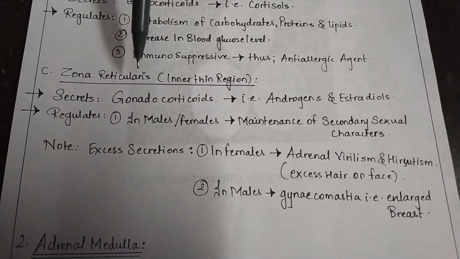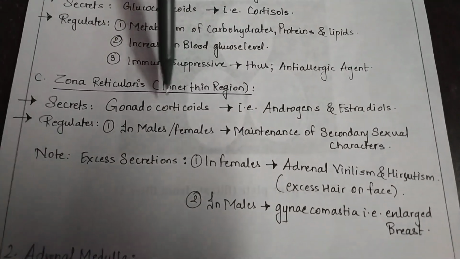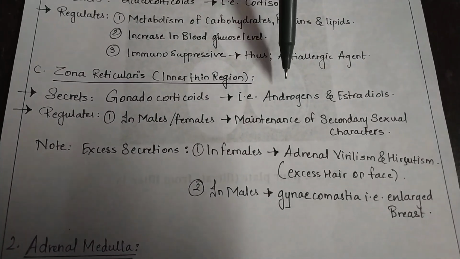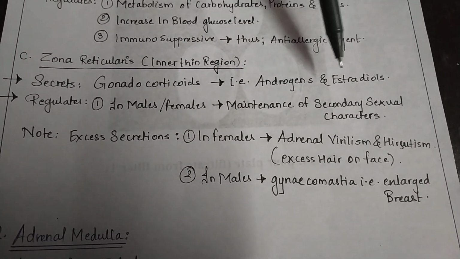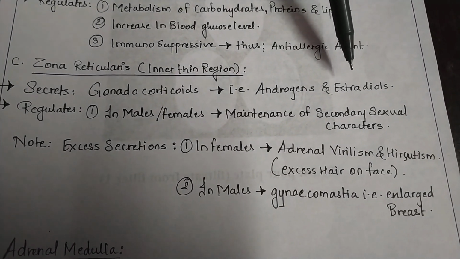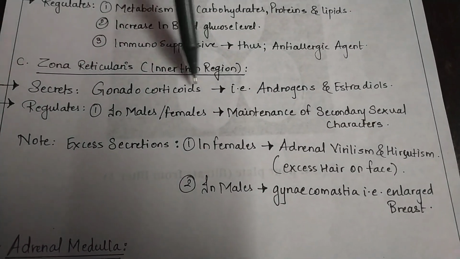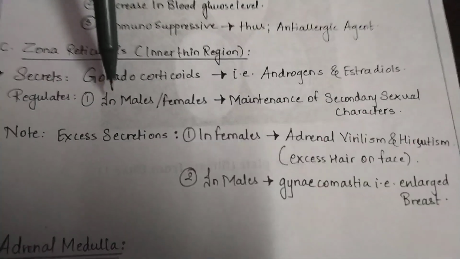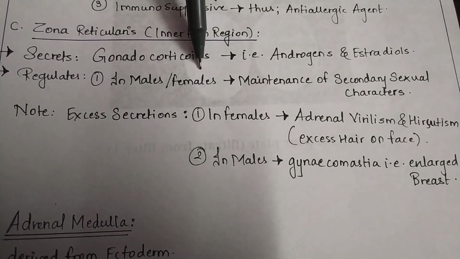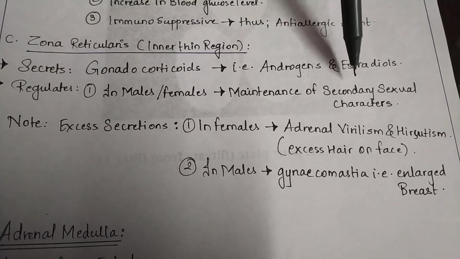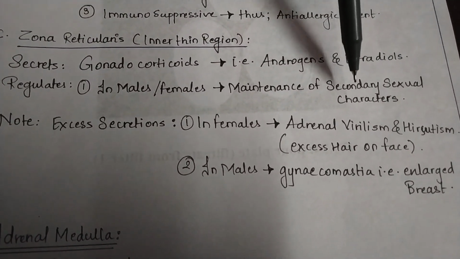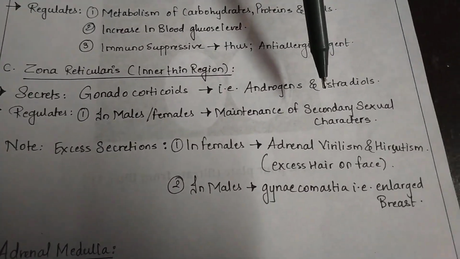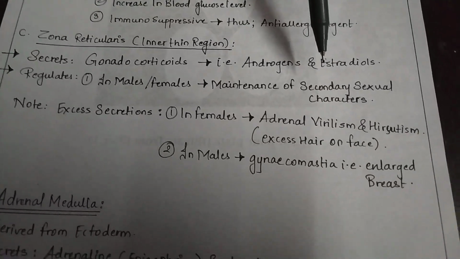It secretes basically gonadocorticoid. This gonadocorticoid is nothing but your androgens and estradiols. These androgens are nothing but your male sexual hormones. Estradiols are nothing but the female sexual hormones. So basically we also call these sex corticoids. These are basically responsible to regulate, in case of males as well as females, the maintenance of secondary sexual characteristics. It includes everything and anything that should be there during the development of puberty. I hope you all are very much clear about that.